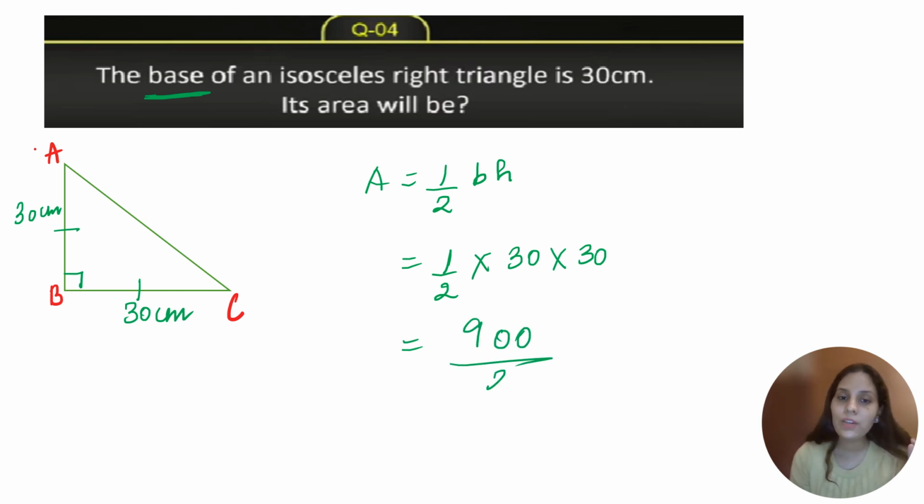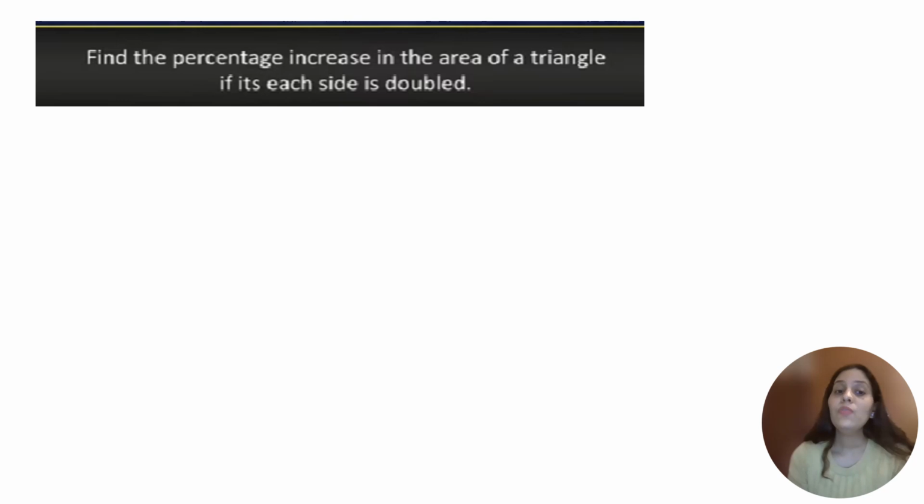900 by 2, which is 450 centimeters square. Easy peasy. Now, last question of the day. Find the percentage increase in the area of a triangle if each side is doubled. Each side is doubled. So firstly, let me write the formula.